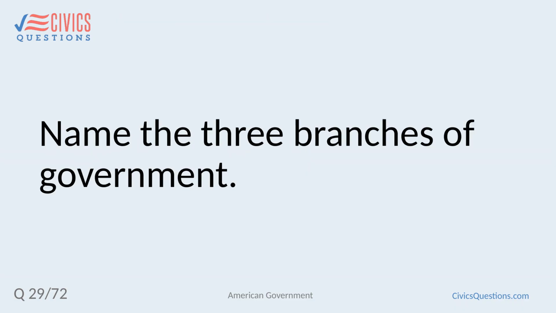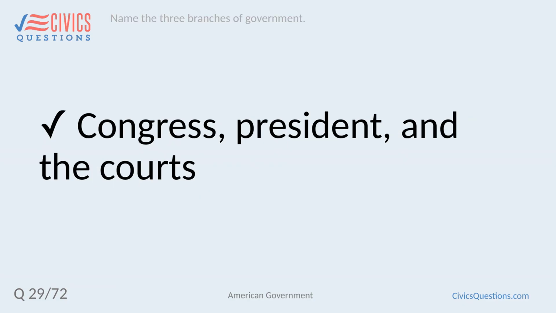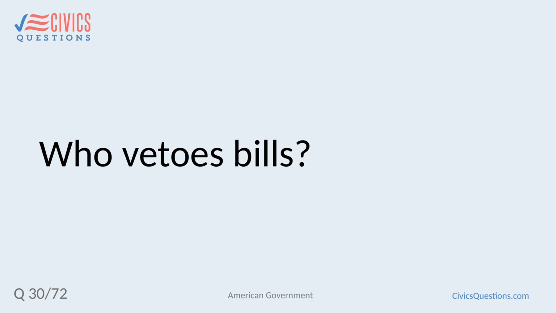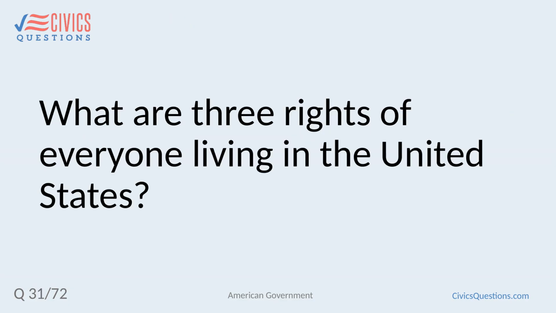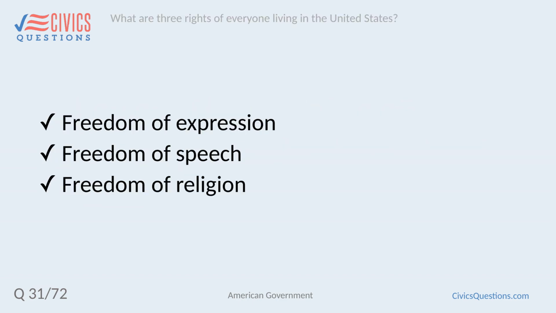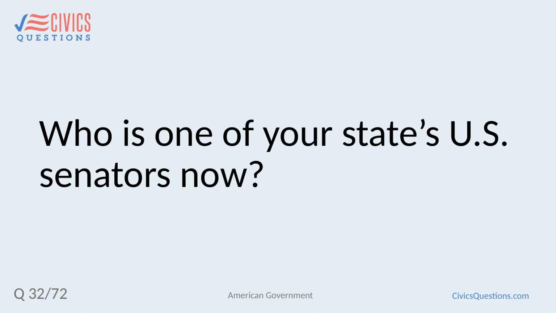Name the three branches of government: Congress, President, and the courts. Who vetoes bills? The President of the United States. What are three rights of everyone living in the United States? Freedom of expression, freedom of speech, freedom of religion. Who is one of your state's U.S. senators now?